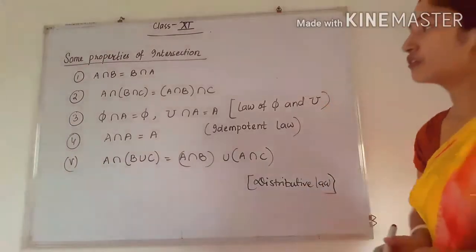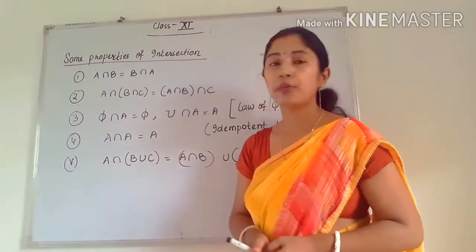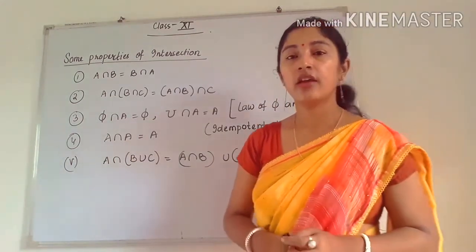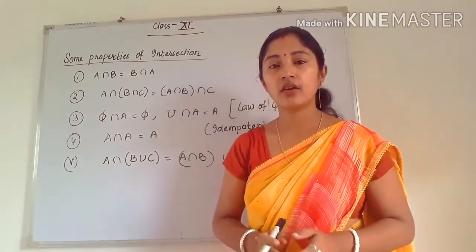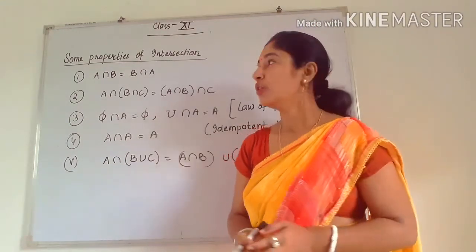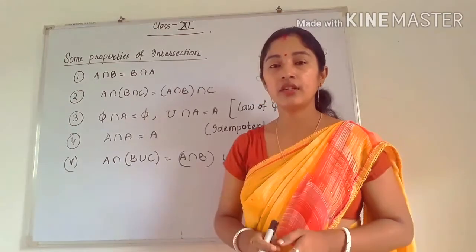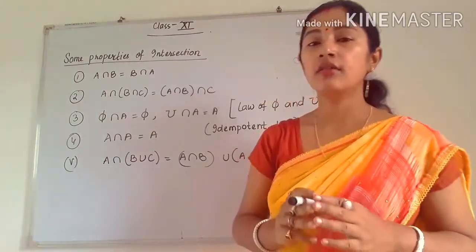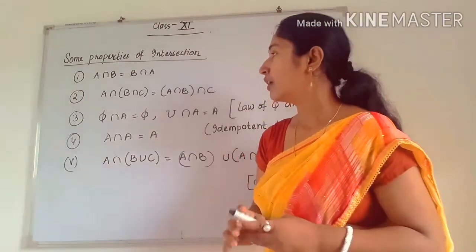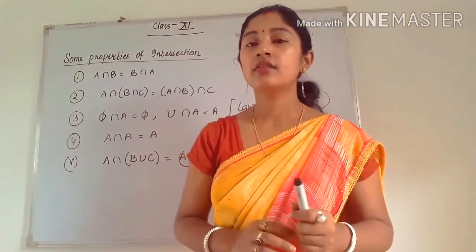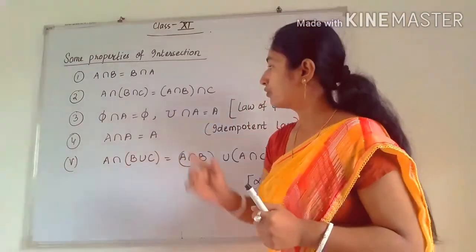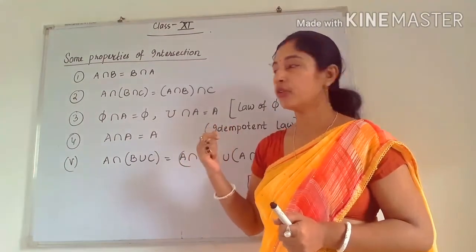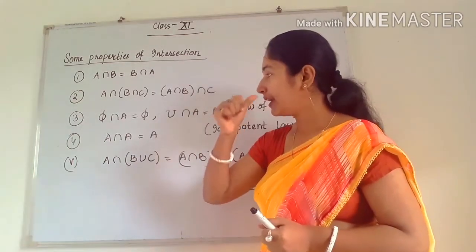Next are some properties of intersection of sets. The first property is again the commutative property. In intersection also this property is satisfied. That means when we do intersection of two sets, the order does not change the answer. So if we do A intersection B or B intersection A, the answer remains the same. The second property is A intersection B intersection C. This is the associative property. We are taking 3 sets, and here also if we change the order, the answer remains the same.